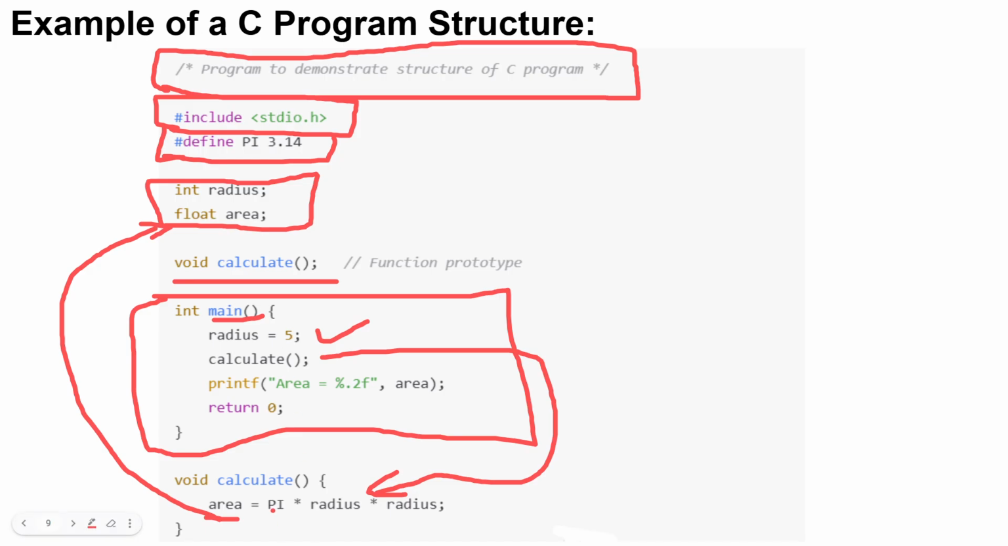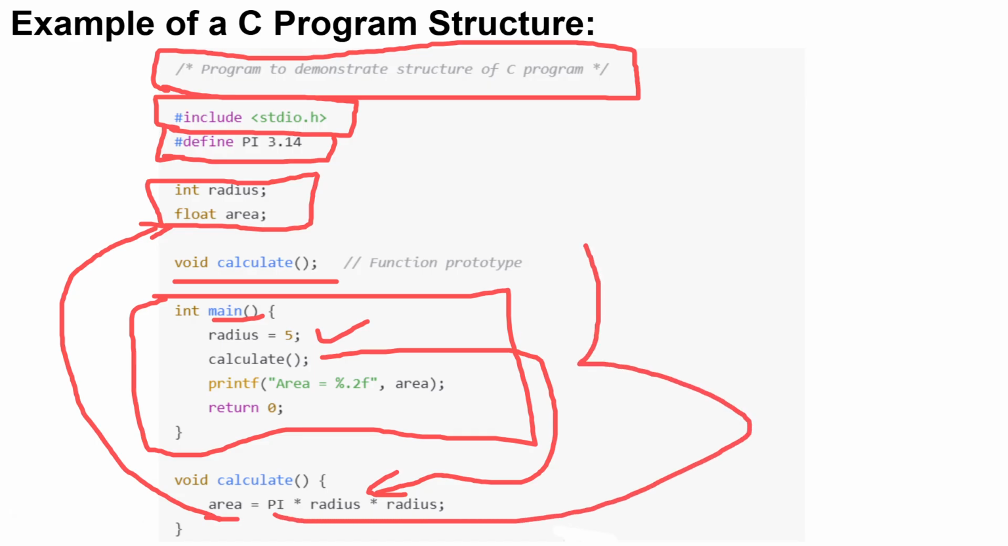And pi is not there in the main function. We can see pi is defined in the definition section, so the pi value will be taken here, and radius which is in the main function, and we will obtain the area value. The calculate gives you the area value, and we will be printing the area here. Okay, so you can see this is a very simple C program for our better understanding.